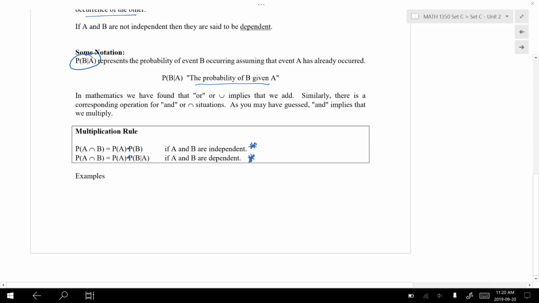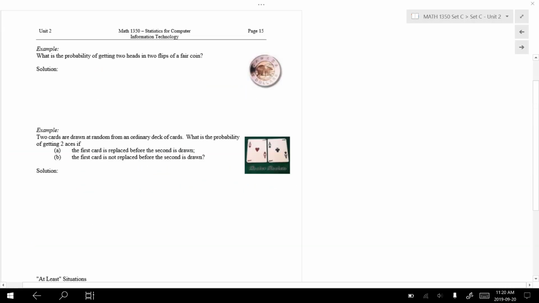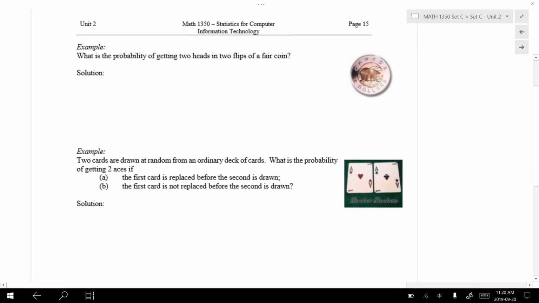So let's turn to see this happening by means of two examples, one for each formula. So let's consider the probability of getting two heads with two flips of a fair coin. We can flip this toonie over here. Let's let maybe H mean heads.